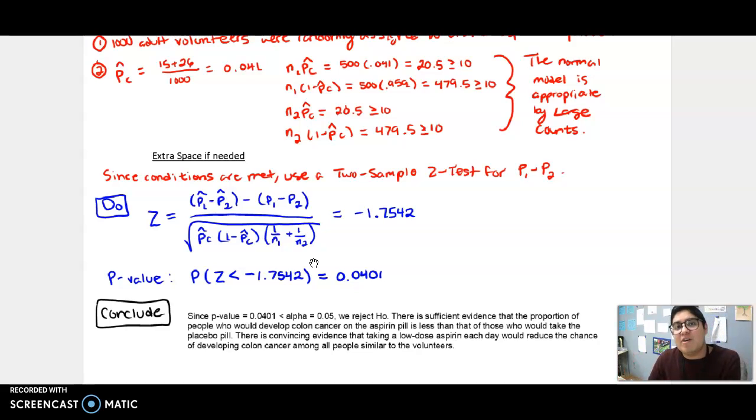Now that's going to wrap up our inference for proportions. We're going to practice in class, we'll use the calculator, and we'll do a little bit more. But in the next unit, we're now going to transition from proportions to quantitative data and looking at means. So stay tuned for inference for means.